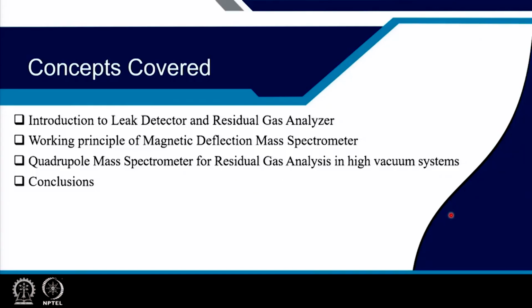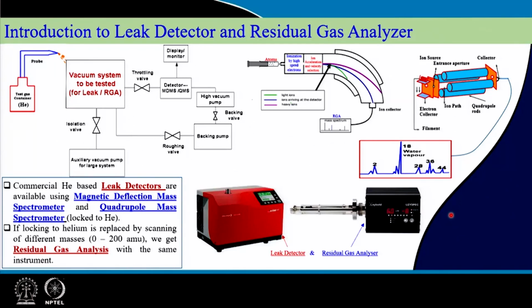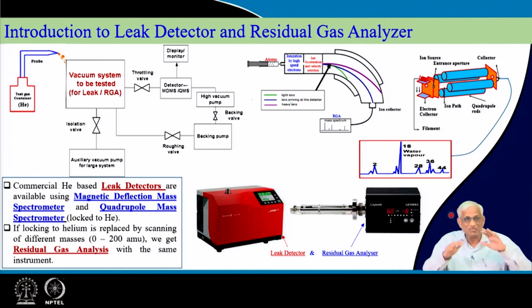Finally, we will give you some conclusions based on the instruments. So, in this talk I will talk more about instruments. As I told you already, there is a difference between leak detection and residual gas analysis. But actually, if you see the overall broad spectrum, it is nothing but a residual gas analyzer. If you lock the scan to only a particular gas, the tracer gas with which we are trying to detect the leak, then it becomes a leak detector.